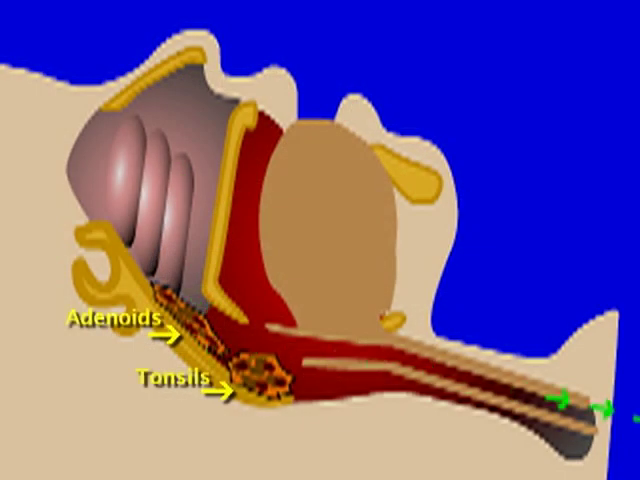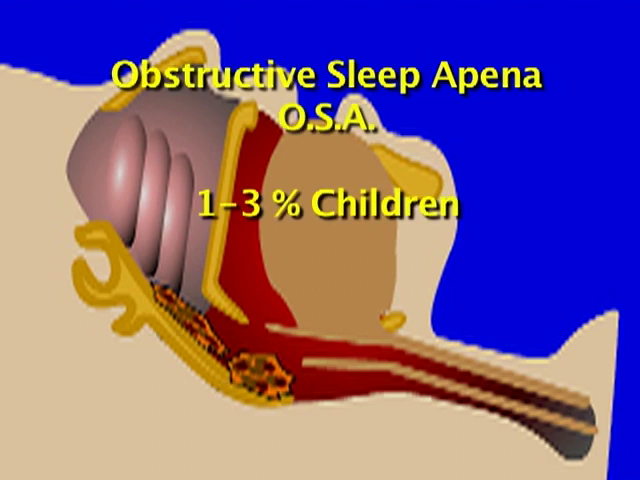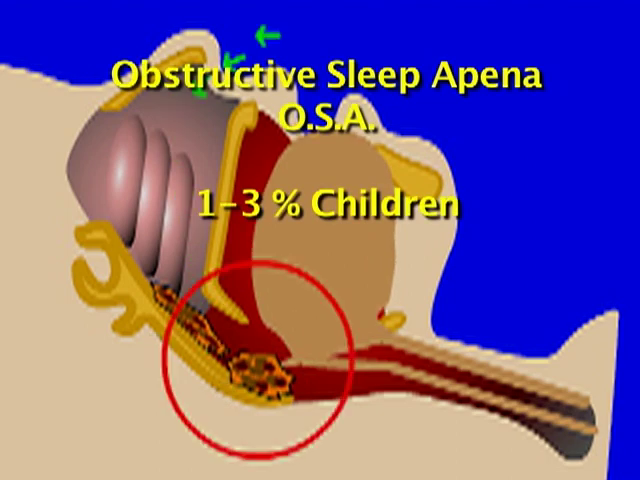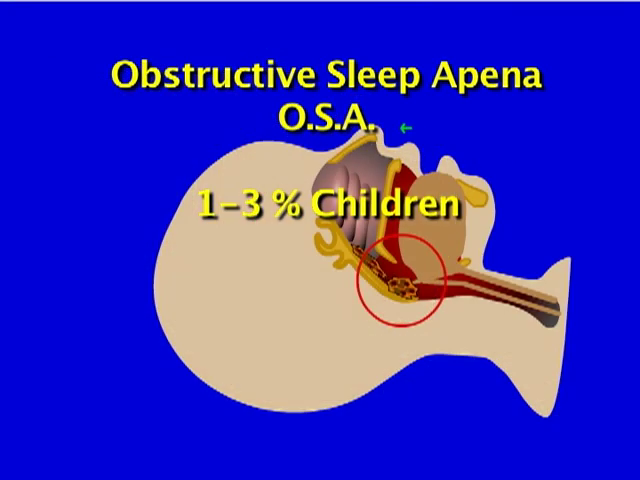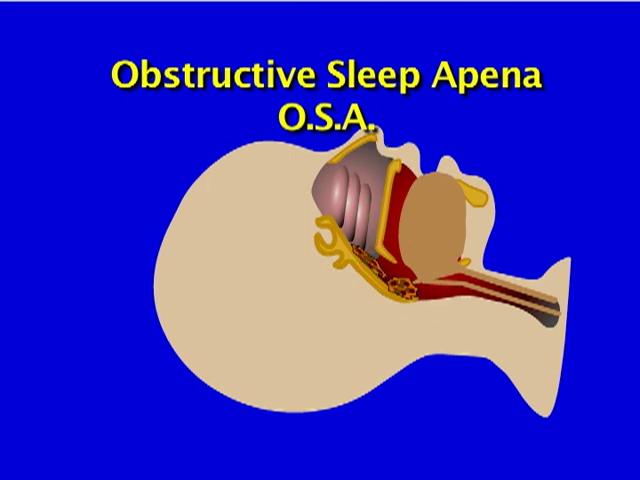The nasal passages of older children are often filled with adenoidal tissue. Hypertrophied adenoids and tonsils can fill the dead space in the back of the pharynx, making assisted ventilation more difficult. It's currently estimated that 1 to 3% of children suffer from obstructive sleep apnea, or OSA, a condition more often thought of as an adult disorder. OSA is now the most common reason tonsils and adenoids are removed in children.